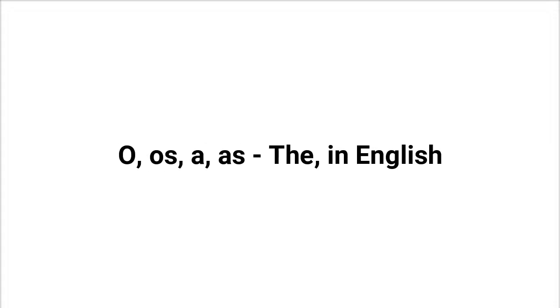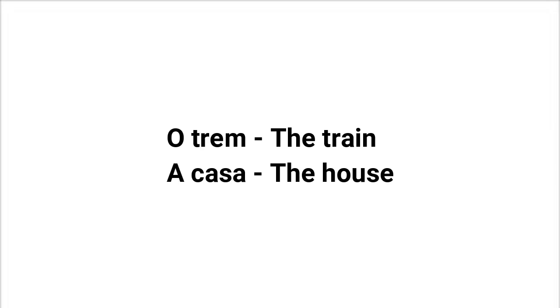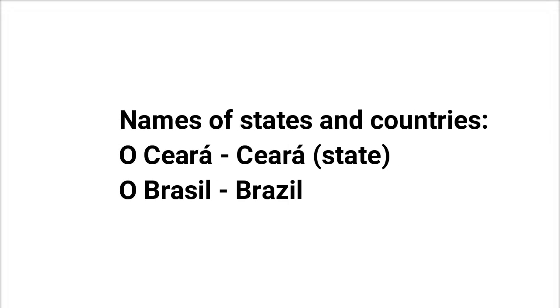The definite articles determine precisely a substantive, and they are o, os, a, and as. They correspond to the article the in English. For example, o trem, the train, a casa, the house, etc. The definite articles may be used before names of states and countries, o Ceará, o Brasil, and so forth.